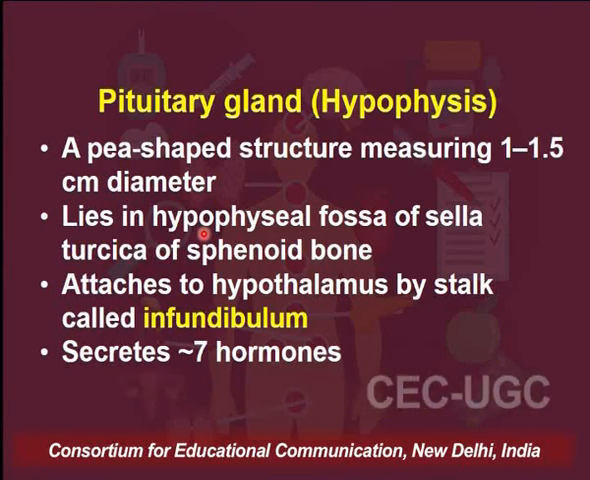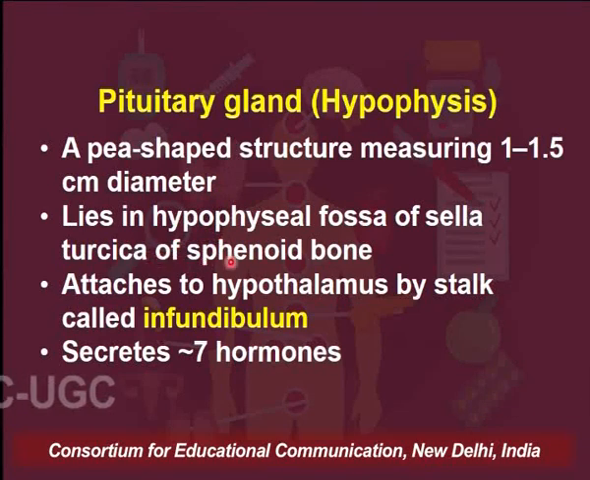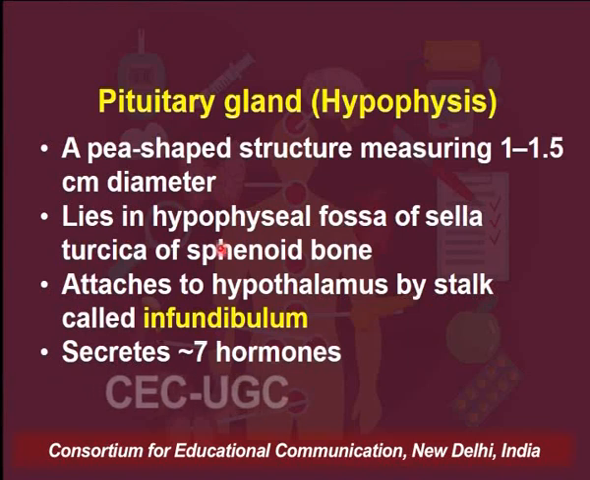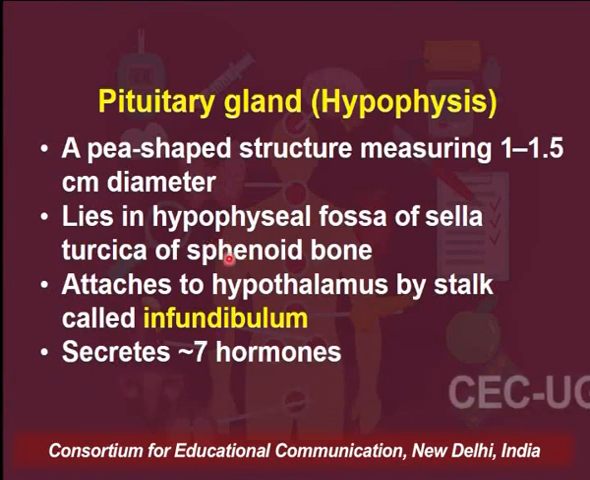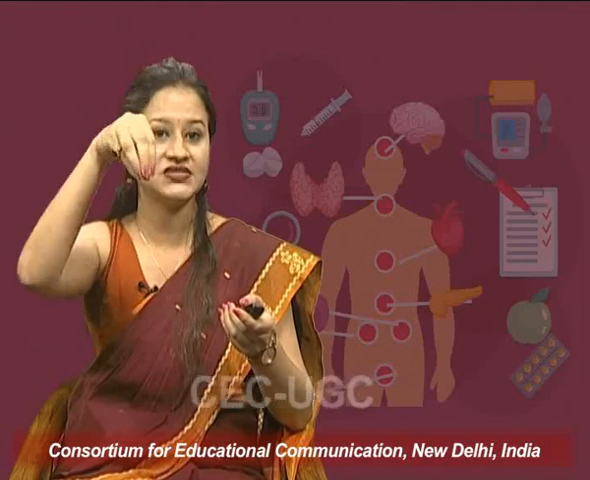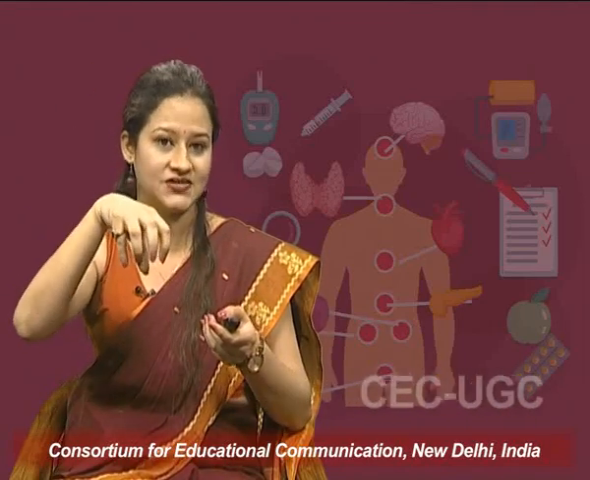And this fossa or cavity is made by what? It is made up of the sella turcica of the sphenoid bone. So the sphenoid bone is one of the 22 bones of which our cranium is made up. So here the bone is forming a fossa, a cavity wherein this pituitary gland resides.